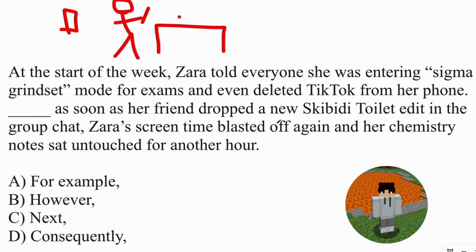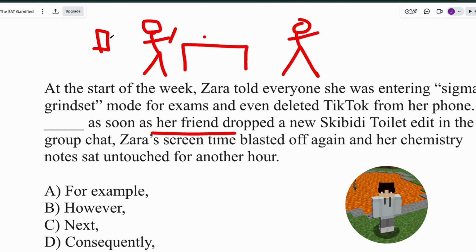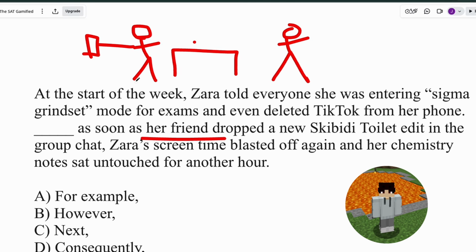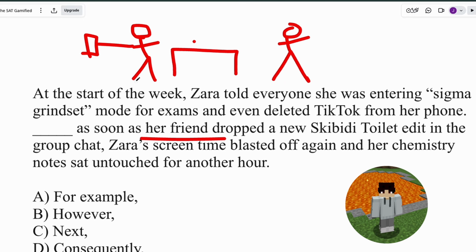But in the second part, they say that her friend basically just distracted her. Her friend was like here, and she sent her, I guess, a reel, and now it's screwed up everything. Now she's on her phone again, and now she's not doing homework at all. Now I know that seemed very complicated, but you can also just use this process in your mind whenever you go through a problem like this.